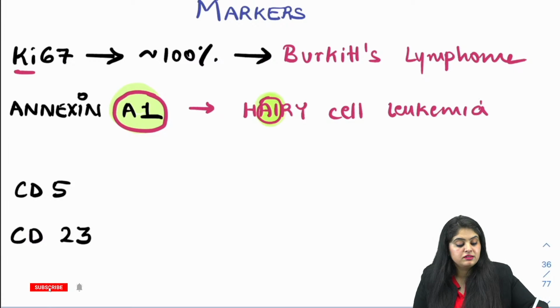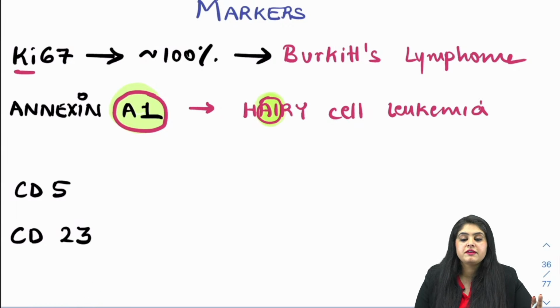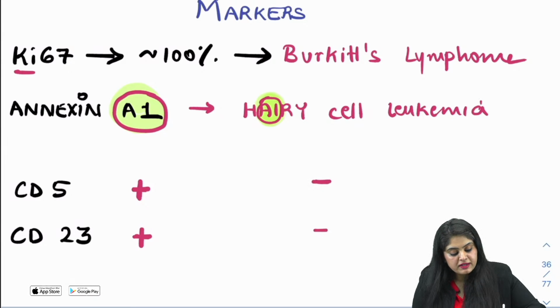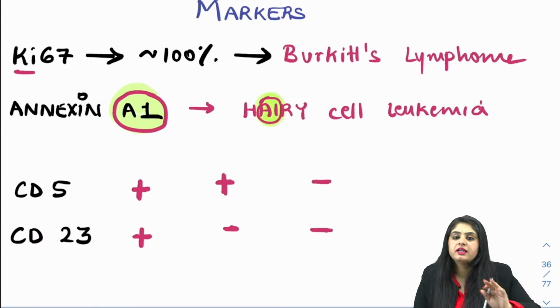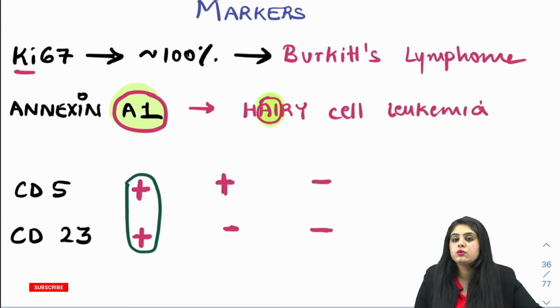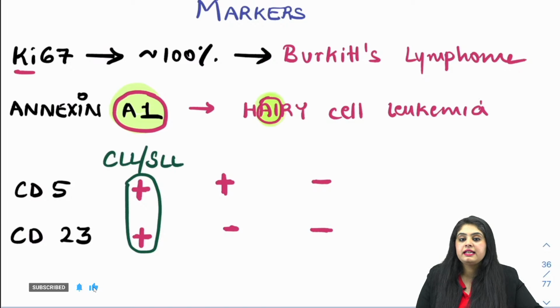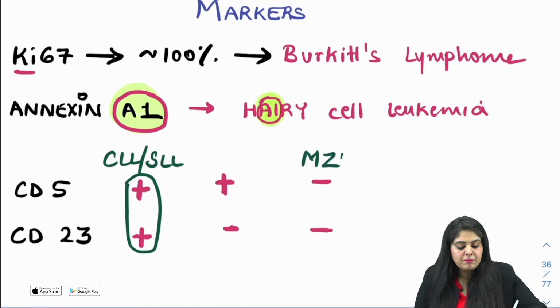Coming to the other markers, CD5 and 23. Always take both of them together, okay? Either both 5 and 23 will be positive, or both 5 and 23 will be negative, or only 5 will be positive. There are only 3 situations possible. Where did I teach you half an hour back? Both of them coming positive. Everything positive. Ma'am, that was seen in CLL, SLL. CLL, SLL, everything positive. Okay? Everything negative. Ma'am, margin.